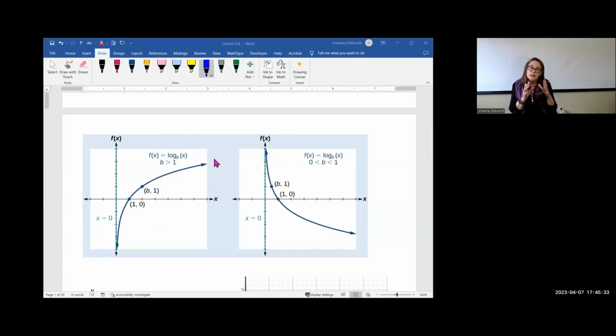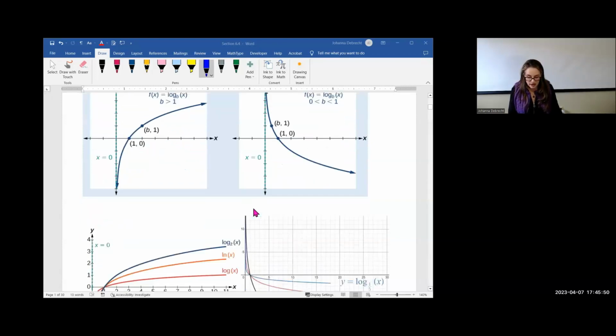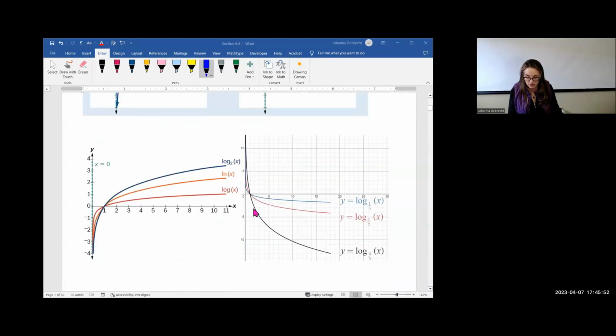And the way to determine increasing and decreasing is you read the graph from the left side to the right side. So if you park something on the left side and you push it to the right along the curve, it's generally going up, then it's increasing. And if it's generally going down, it's decreasing. Now, I've given you some examples here of different kinds of graph. The textbook had examples of one where the base was greater than 1.